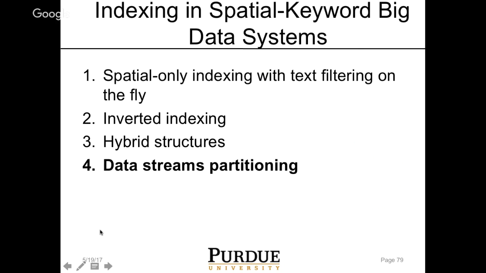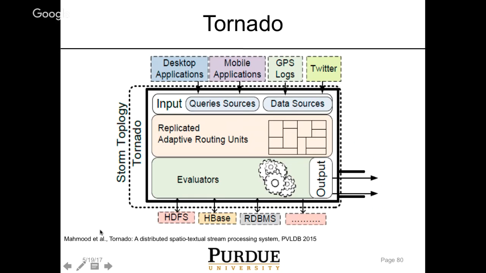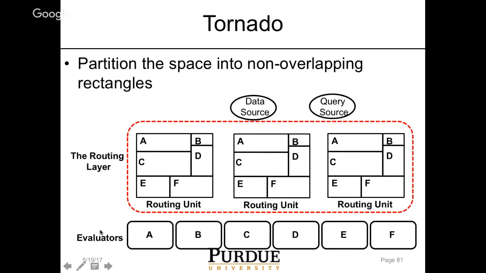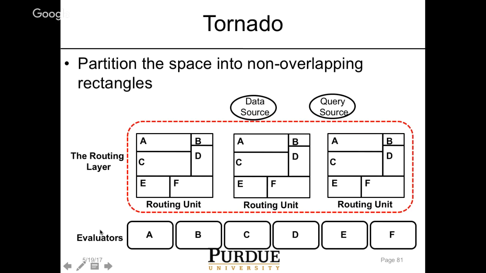The last approach for indexing is data stream partitioning, and we give an example here of the Tornado system. The Tornado system, as we mentioned before, has an input layer, then a routing layer and an evaluation layer on top of the Storm streaming system. Tornado partitions the space into non-overlapping spatial ranges, and then data will go through one of the routing units to get to the evaluators.